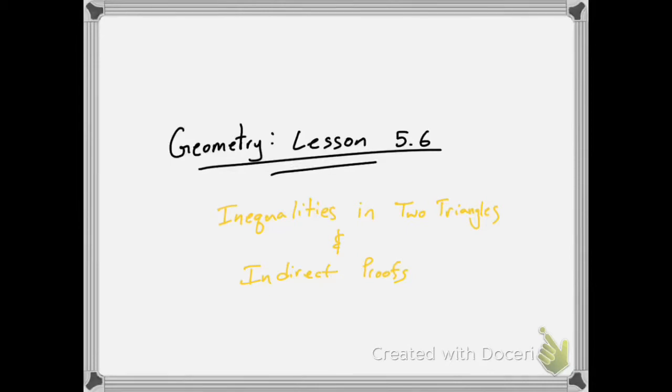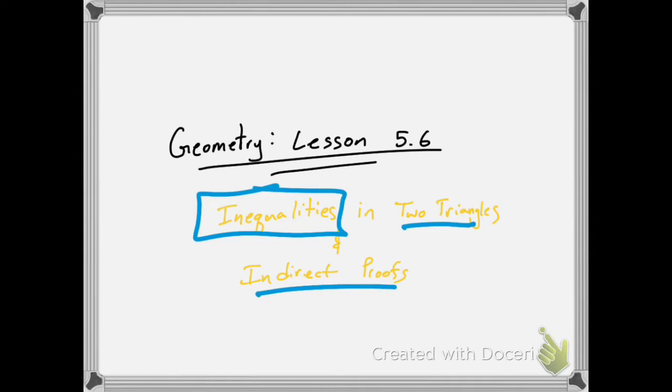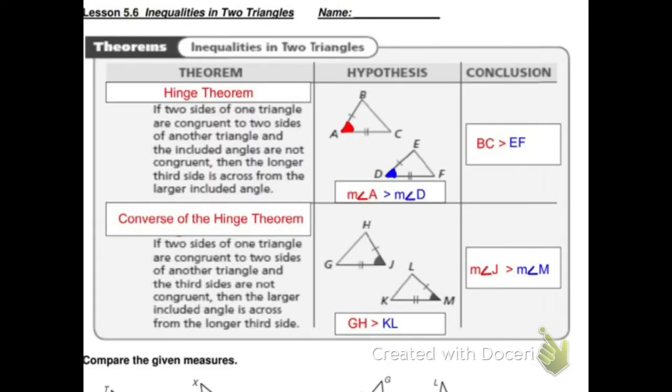Alright, so today we're looking at section 5.6, which is dealing with inequalities in two triangles and indirect proofs. Now remember, inequalities are just comparing two different quantities: which one's greater than, less than, greater than or equal to, less than or equal to. But instead of looking at one triangle as we did in the last section, now we're looking at two separate triangles. So let's start with the hinge theorem.